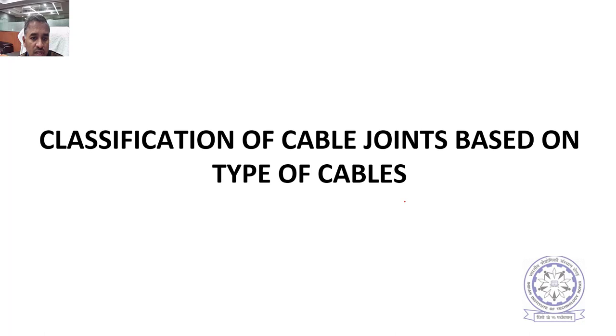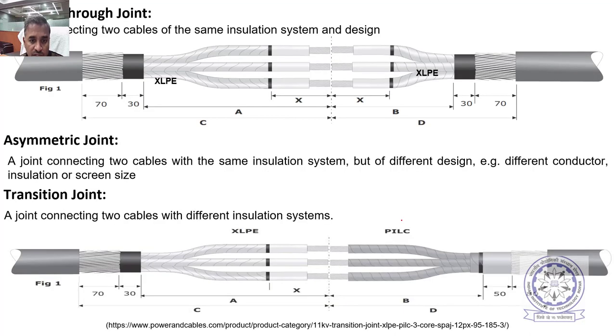The next classification is based on the types of cables, whether the same type of cable, such as XLPE, or different types of cables or different designs. These are of three types again. Straight through joint: a straight through joint means there is no difference between this cable and this cable.